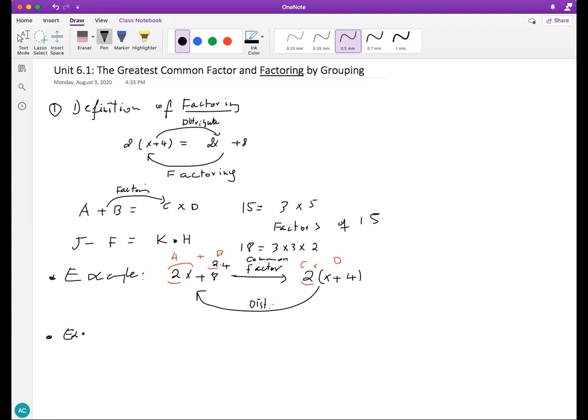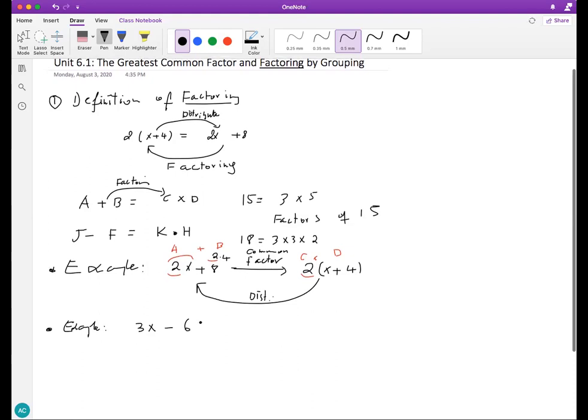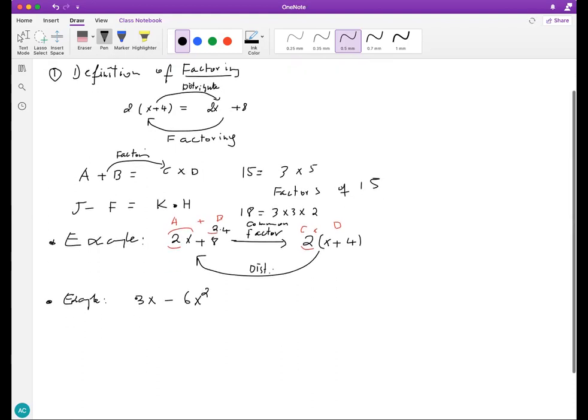Let's look at another one here. Let's say you have 3x to the second, and maybe negative 6x. So we have 2 terms, a binomial. We want to turn this subtraction into something times something. Once you do that, we call that factoring, or a factored form, just like, for example, 3 times 5.